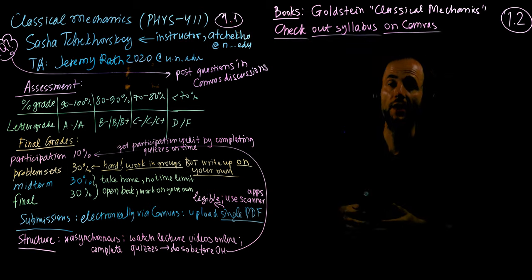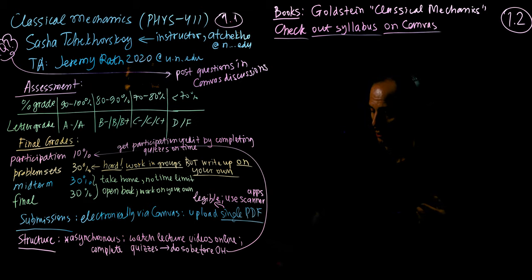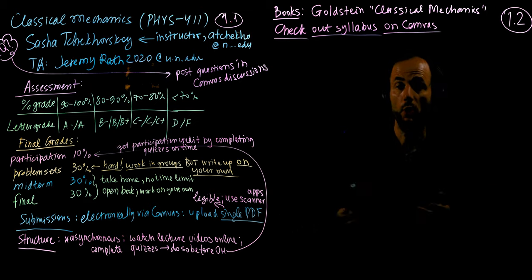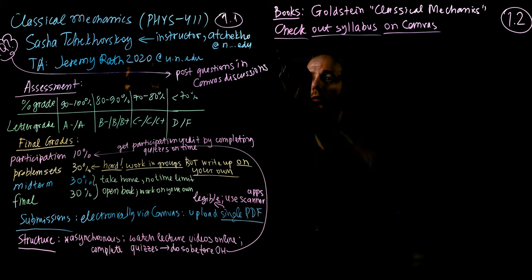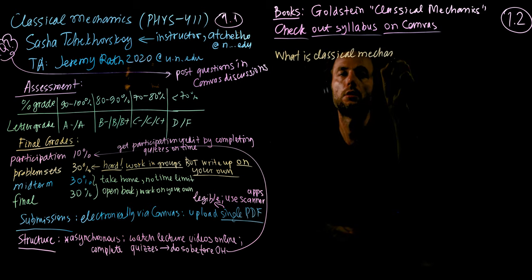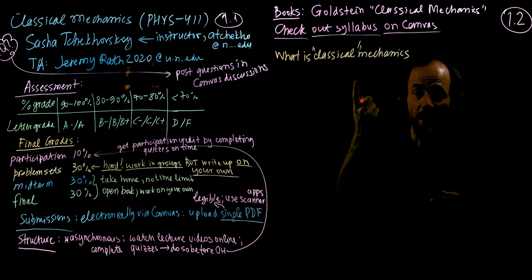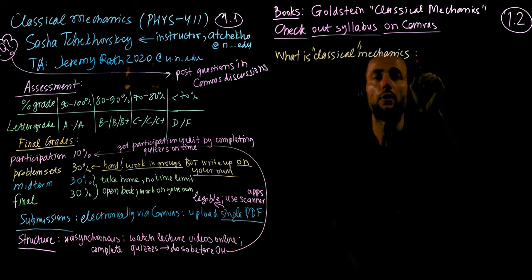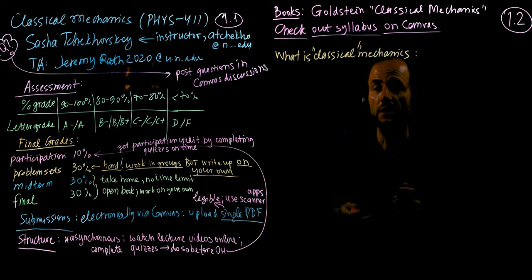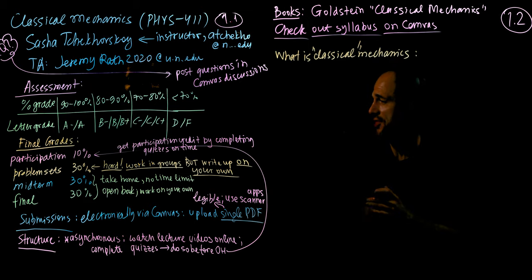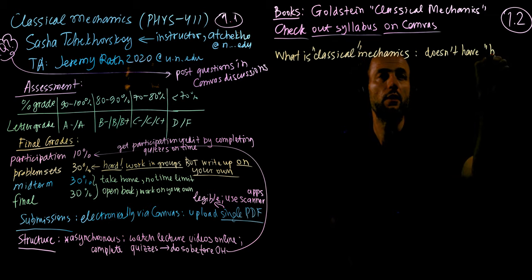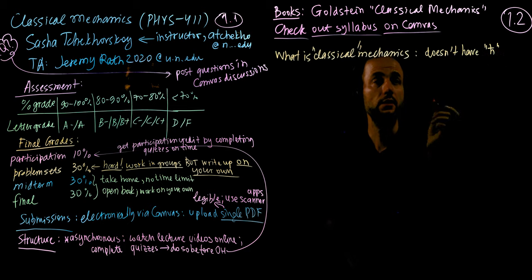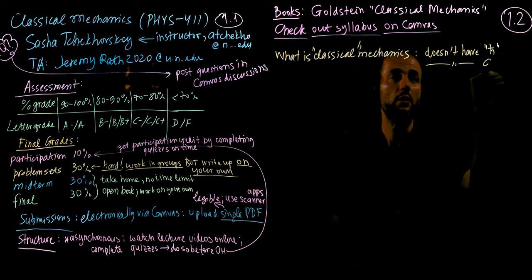Well, with these formalities out of the way, let's get to it. So, what will be the first question we're going to try and address? Well, what is classical mechanics? Specifically, what is the classical here for? What typically we mean by that is any physics that doesn't have h-bar and doesn't have general or special relativity.